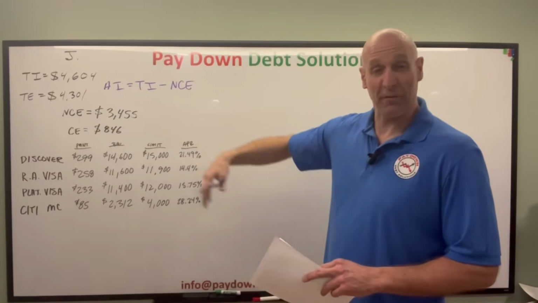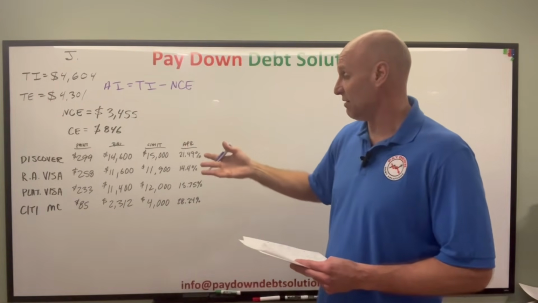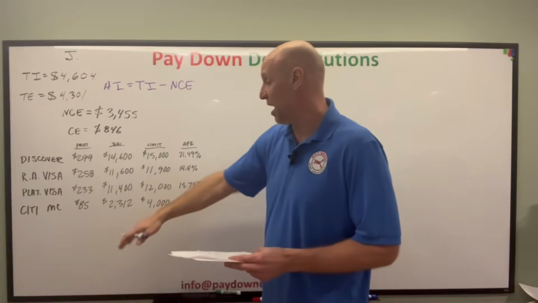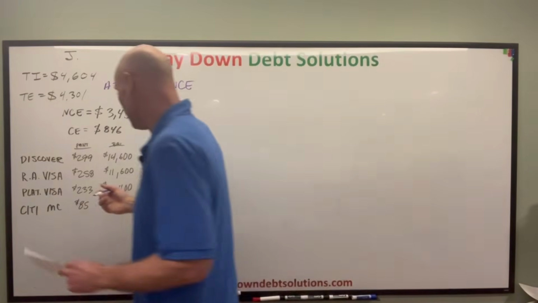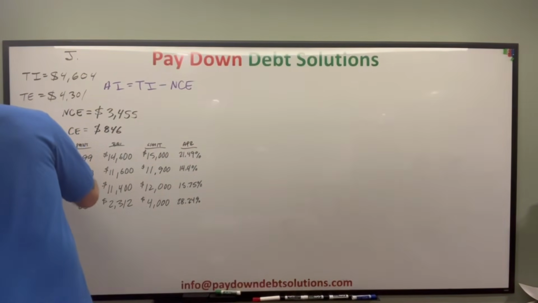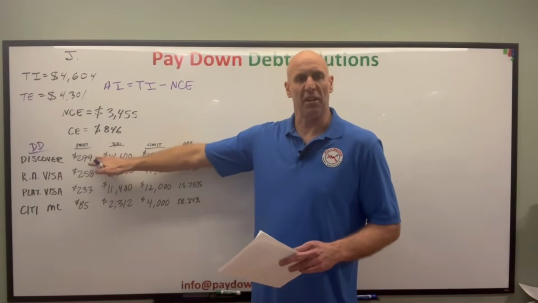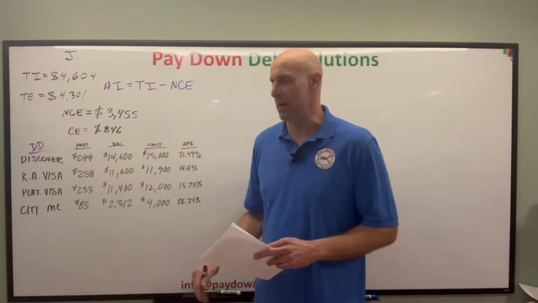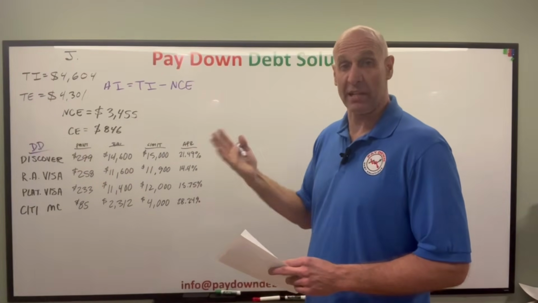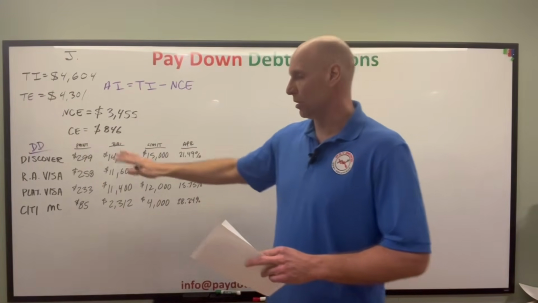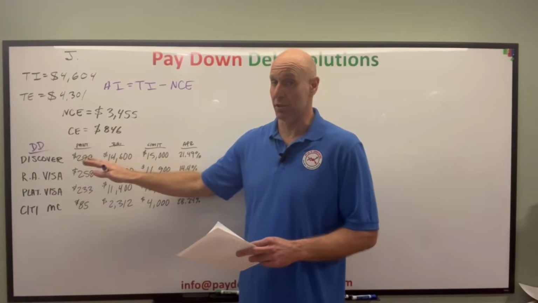Now this one, because I took it from a sheet I actually helped J with, these are in the order I'm going to pay them off. Discover card is going to be the debt destroyer. And you can see it's got the biggest payment. So I always tell you, go after that biggest payment. Without having something like our calculator or our app to figure it out, go after the biggest payment. You can't go wrong. You really can't.